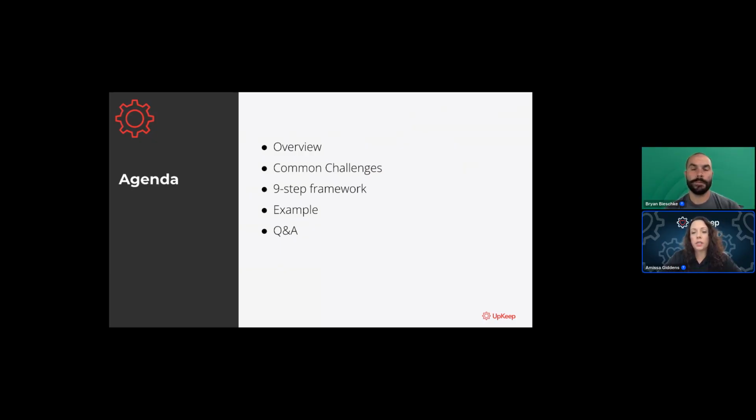We're going to talk about some common challenges that come up when aligning your maintenance practices to the business objectives. Brian's going to go over his 9-step framework, a framework to follow to make sure you're aligning maintenance to the business objectives. And then he's going to go over some examples. And then, of course, we have time at the end for some Q&A as well.